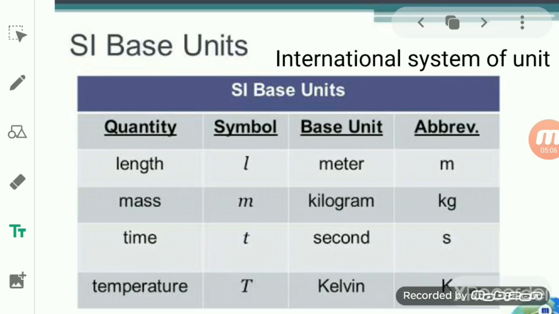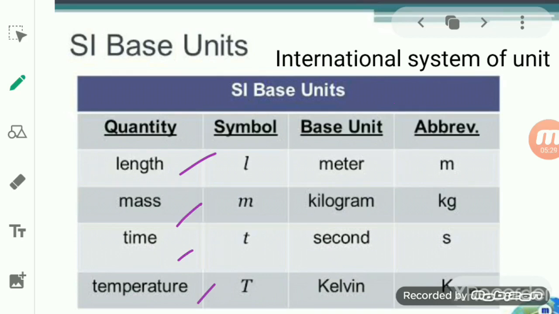Now when we talk about the SI unit, there are some measurements of common quantities, and those are length, mass, time, and temperature. So these are the SI units for the measurement of common quantities.